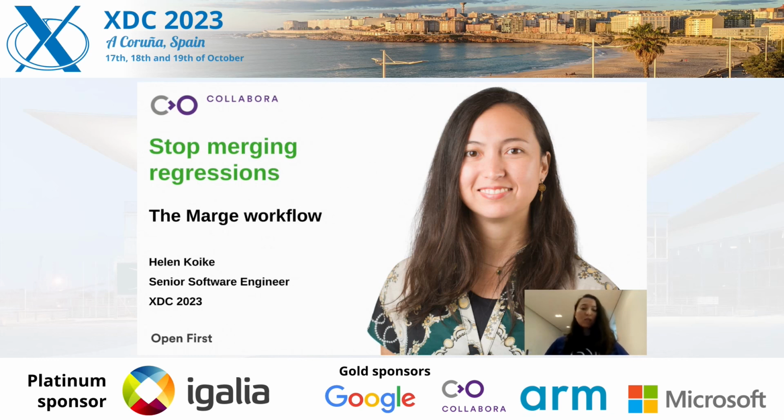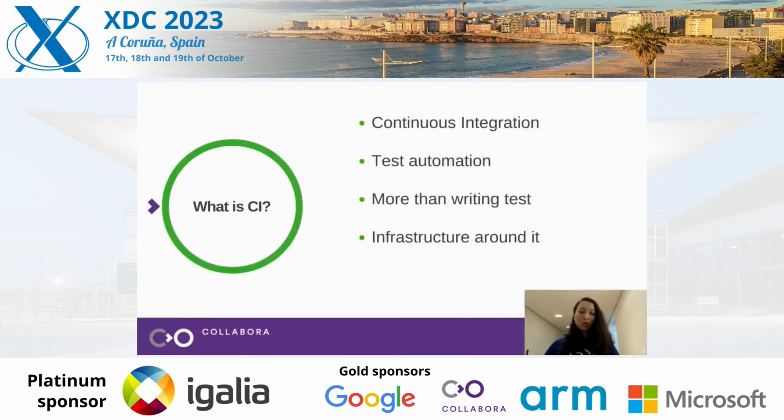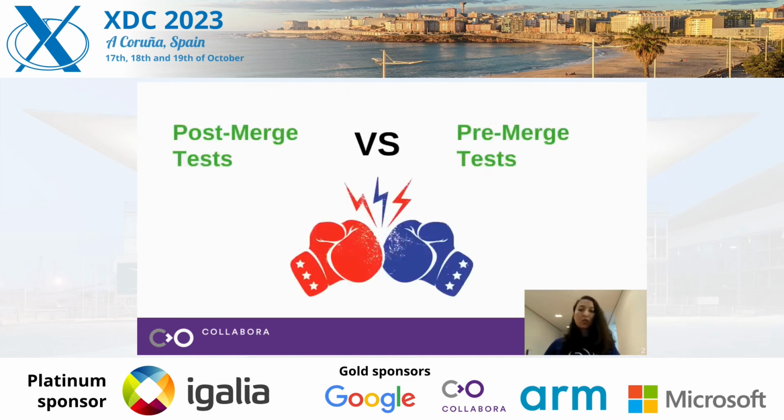I'm a senior software engineer at Collabora, and we'll quickly talk about stopping merge regressions, the Marge workflow. Let's start with the basics. What is CI? It stands for continuous integration. It is about automating the execution of tests, and it's more than just writing the tests themselves. It's about all the infrastructure around it.